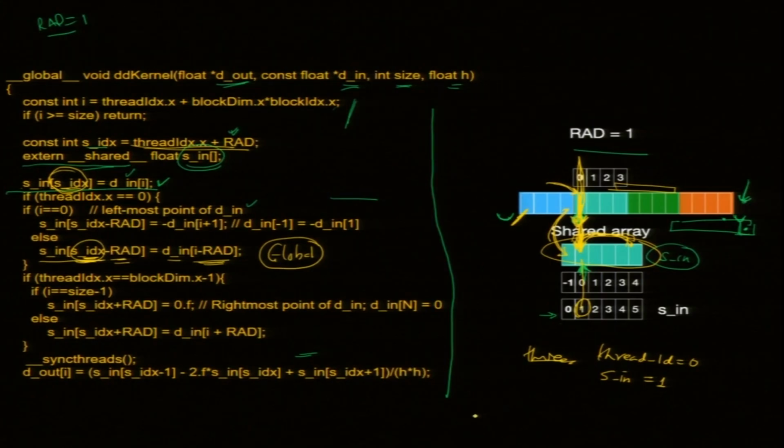That corresponds to block 0. So, what should it fill? It does not have I minus RAD; in fact, it will give an error. For this guy, I minus RAD will be minus 1, and D at minus 1 does not exist. So, what should I do? I will make a guess.